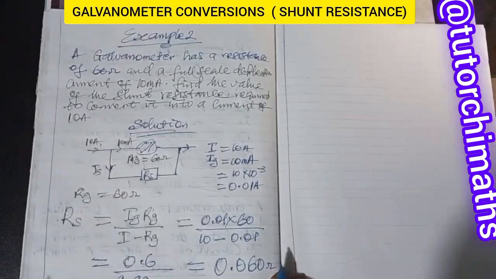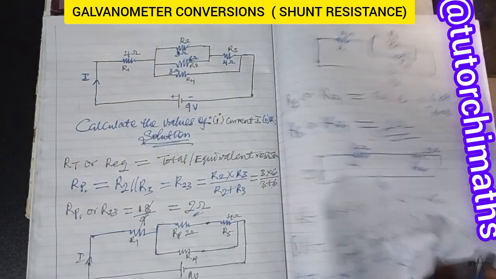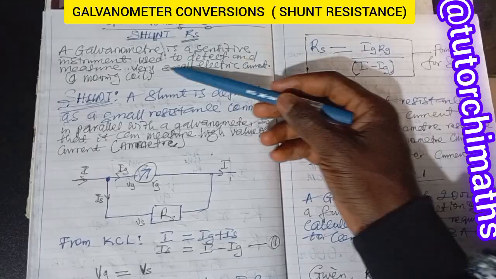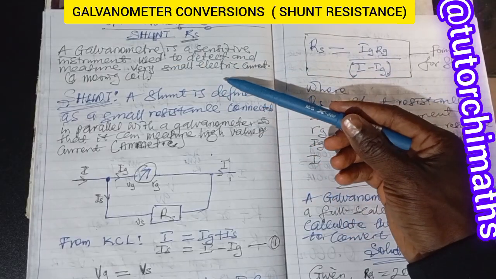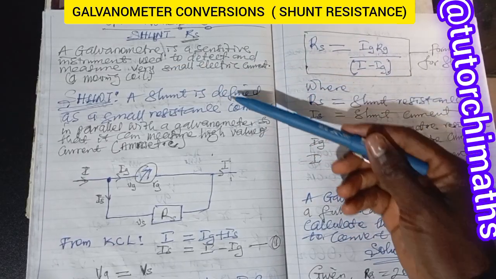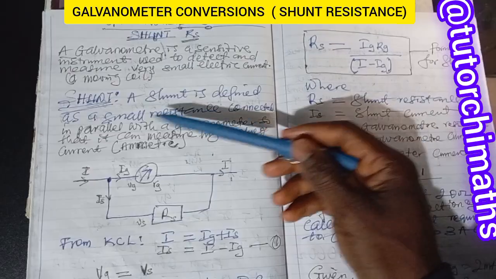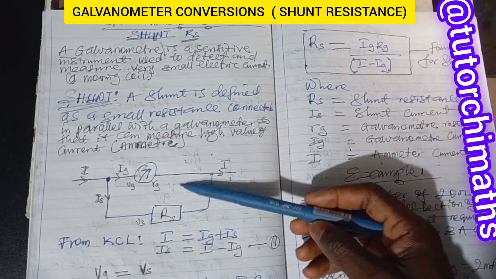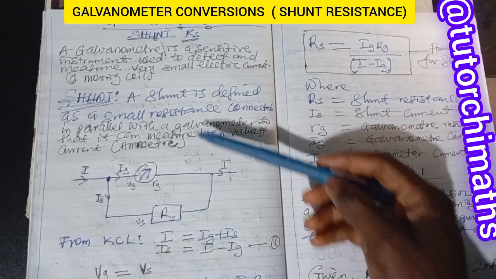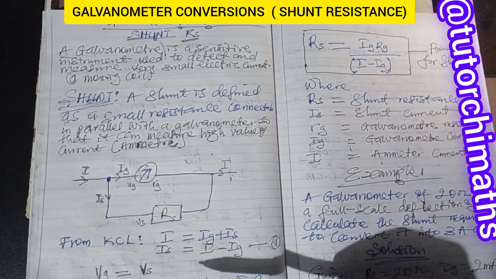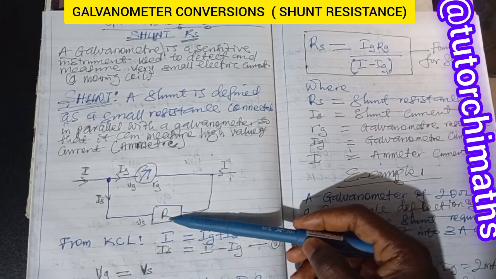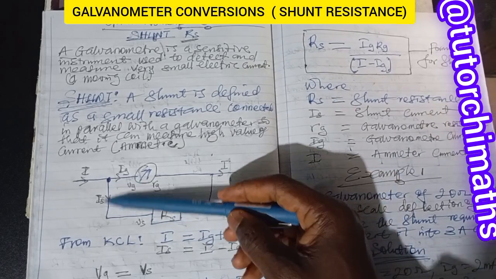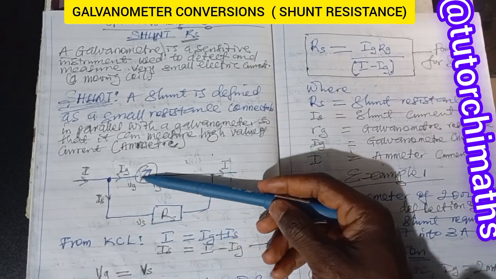Now a quick recap. We said that a galvanometer is a sensitive instrument which helps to measure a small amount of electric current. So to help it to measure a higher value of current, we connect a small value of resistance in parallel with it. That resistance will help to protect the galvanometer and also help it to bypass the current.